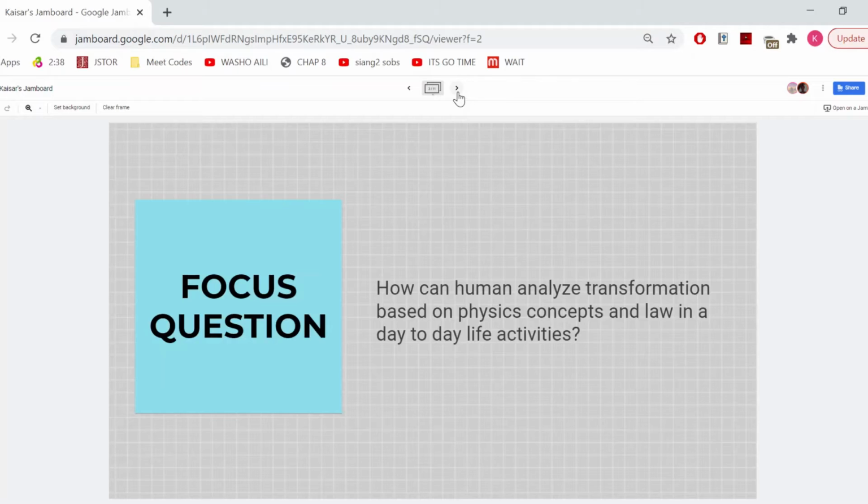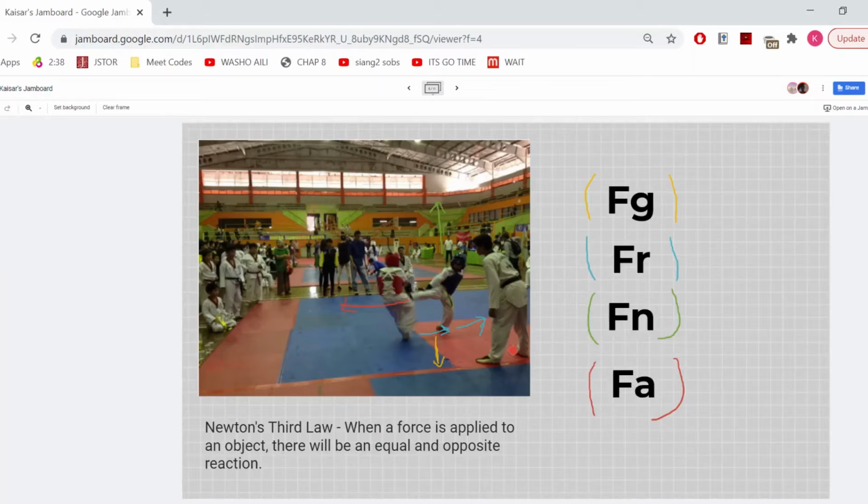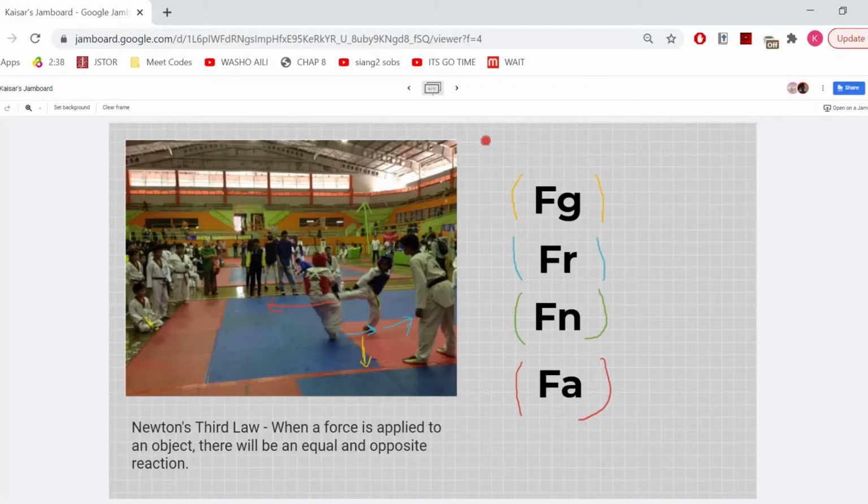And the two outcomes that are highlighted in this term's physics course: being able to develop a forward-thinking design based on the understanding of Newton's law of motion, as well as being able to analyze a daily life problem based on the principle of work, energy, and power. Right, so I'll be explaining Newton's laws first, the three Newton's laws of motion.